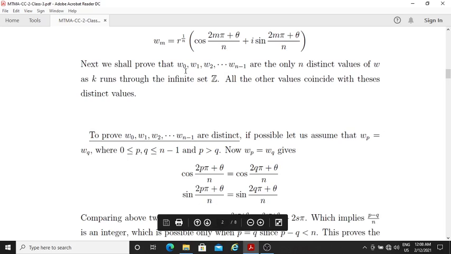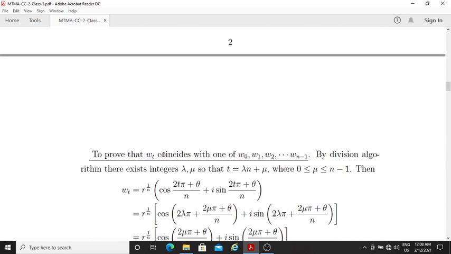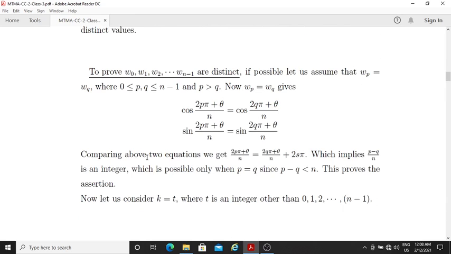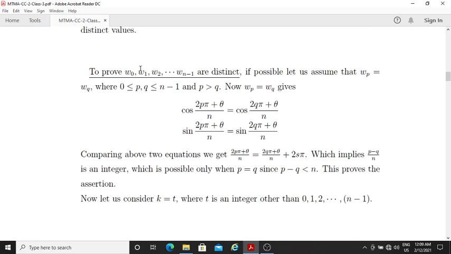First we show that w0, w1, w2, up to w_(n minus 1) are really distinct. And in the next step, we will show that as k runs over any integer, then for the values of k other than 0 to n minus 1, the value corresponding to that will eventually fall into this set. Okay, first things first. So first let us show that w0 to w_(n minus 1) are actually distinct.